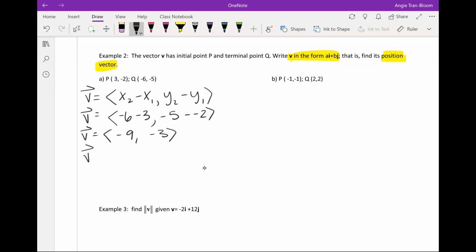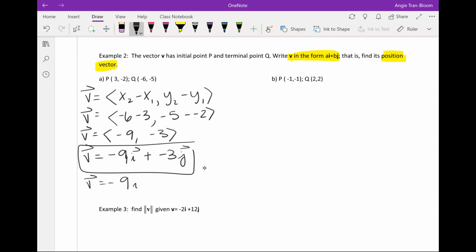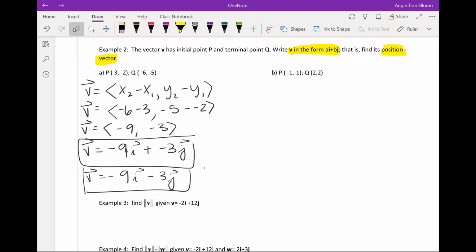Do you think it wants it in that form? No, it does not. So it wants ai plus bj. What's your a value then? -9 in the i direction plus -3 in the j direction. Technically, guys, can I just write -9i minus 3j? Yep, both are acceptable. Okay, try B on your own. Let me know.